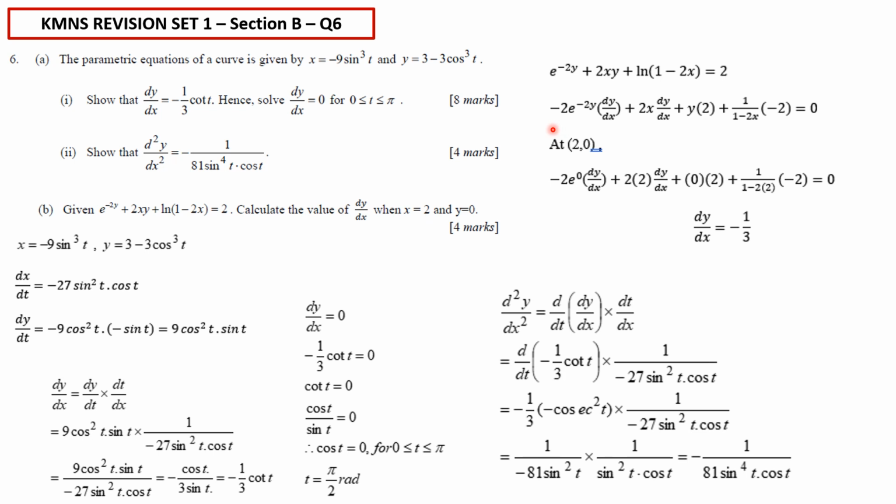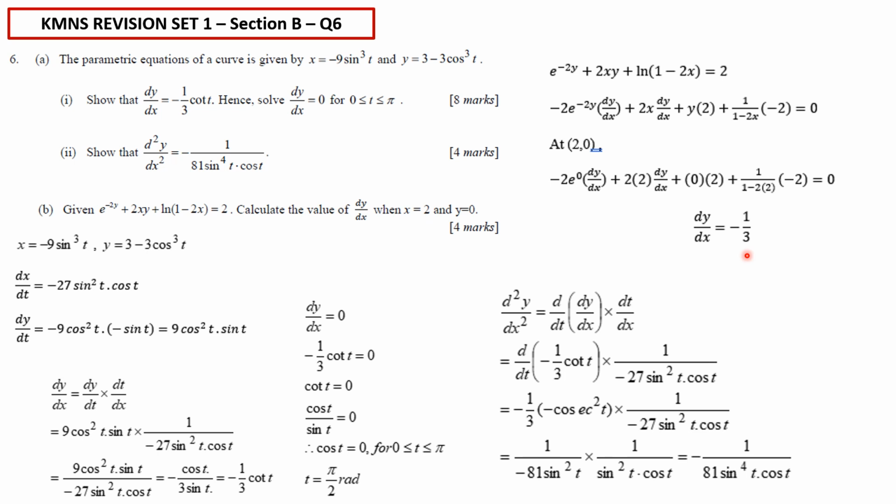And then you don't have to simplify the answer to get dy dx because the question asks you to calculate the value. So the value of dy dx when x equals 2 and y equals 0, you can substitute them before you simplify your dy dx. It's easier. Then you will get dy dx equals negative 1 over 3.